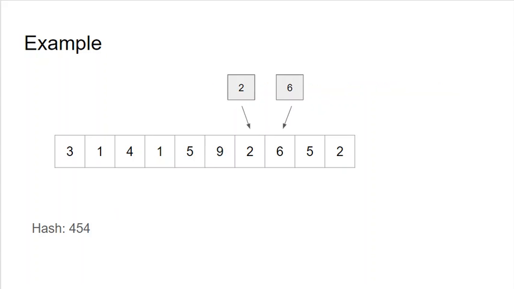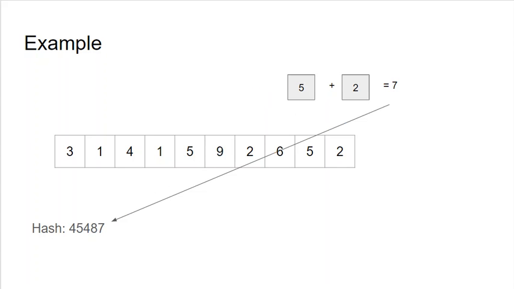Now we have the 2 and the 6, add them together to get 8. Mod that by 10, right? We get 8. Append the 8 to our hash code. And let's look at the last pair. 5 and 2, add them together. We get 7. We append the 7 to our hash code. So there is the hash for that particular phone number.